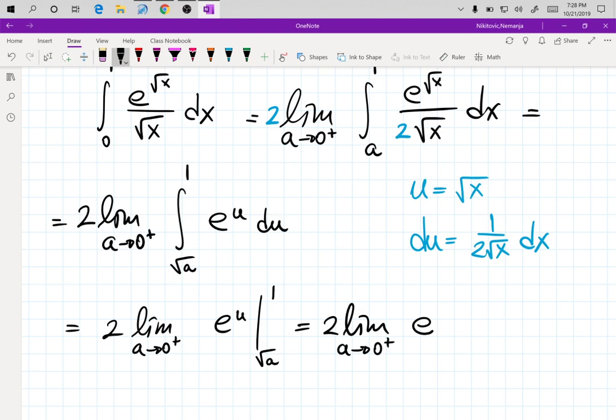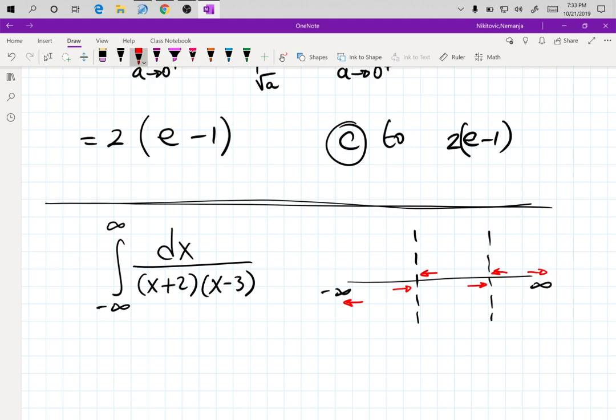Well, think about it. We have 2 vertical asymptotes, and we have negative infinity and positive infinity. I need to approach this one, that one, this one, that one, that one, that one. How many approaches do I have? I have 6 approaches. If I have 6 approaches, that's 6 integrals.